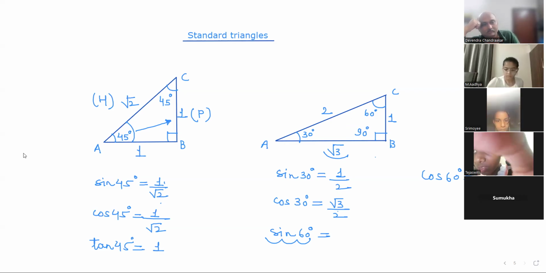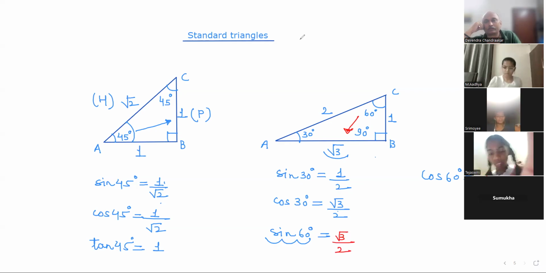Sir, sine 60 is equal to root 3 by 2. Very good. Shabash. Perpendicular for 60 degrees in this triangle is root 3. So root 3 by 2. Cos 60 will be 1 by 2.